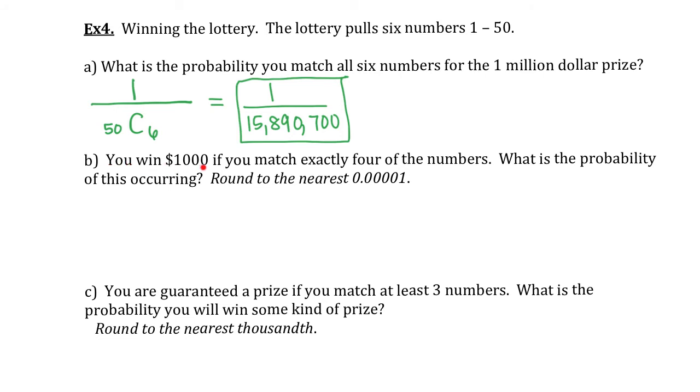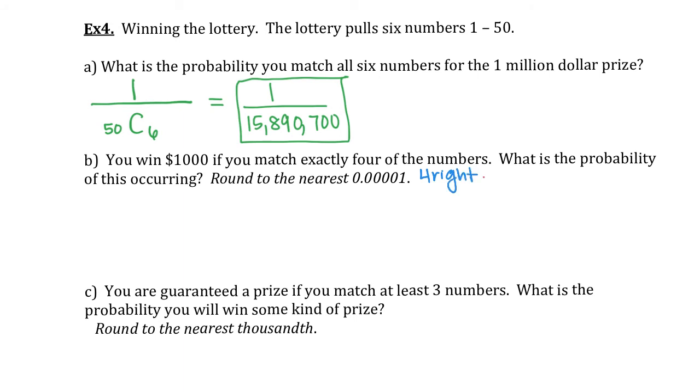Okay, so the next scenario is you'll win $1,000 if you can match exactly 4 of the numbers. What is the probability of this occurring? How many numbers are there? There's 6 numbers in total. So I'm trying to get 4 right.